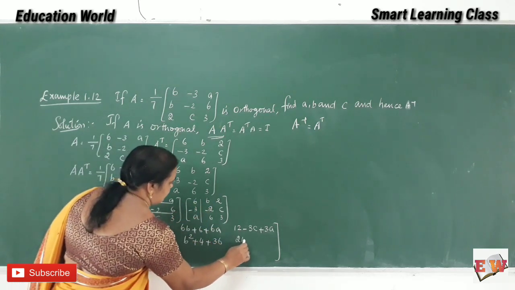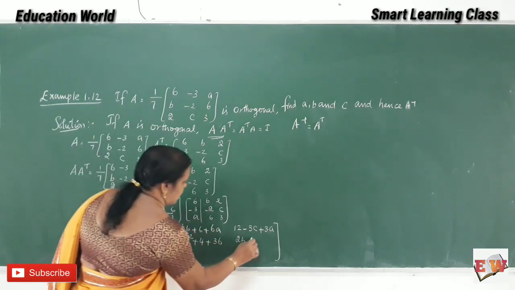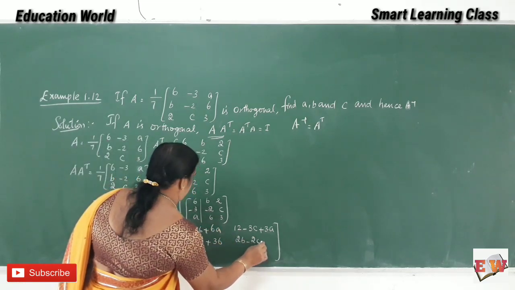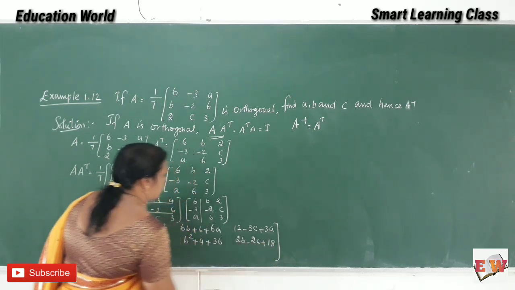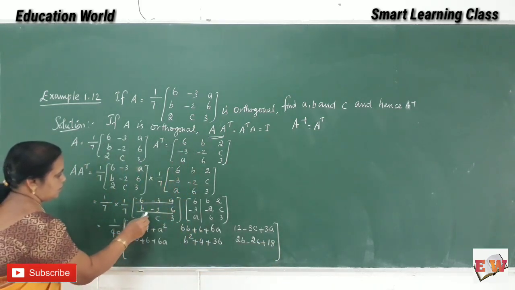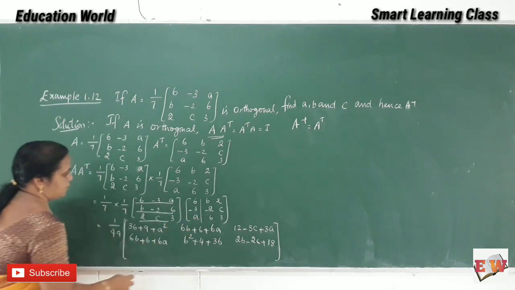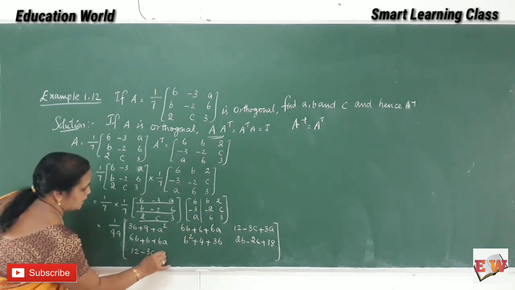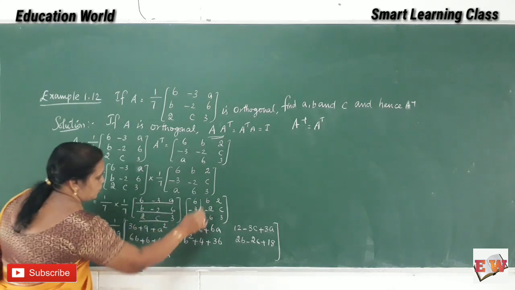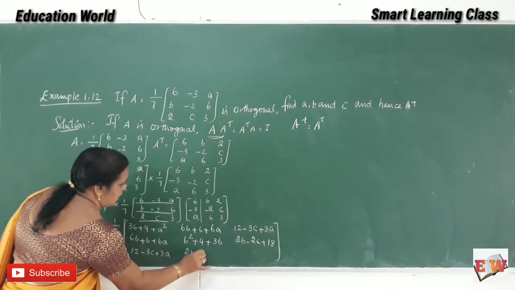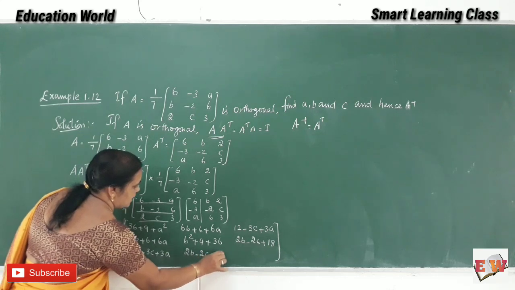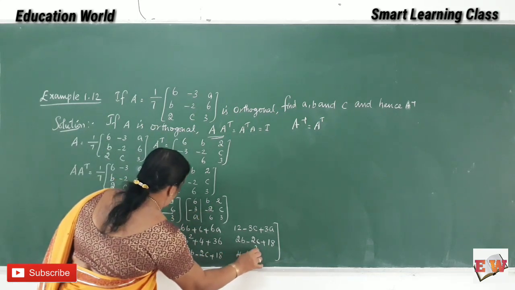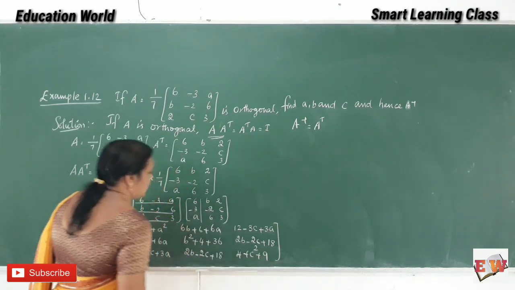2B minus 2C plus 18. Third row, first column: 12 minus 3C plus 3A. Third row, second column: 2B minus 2C plus 18. Third row, third column: 2 2s are 4 plus C square plus 9.